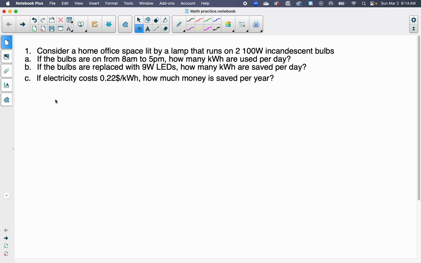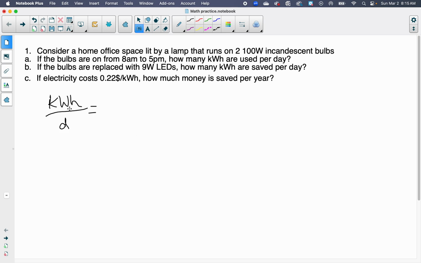Let's do a little bit of energy math, shall we? So here we're looking at electricity calculations, and for part A, we want to know how many kilowatt hours are used per day. I always like to write my ending units at the beginning, so I know what I have to have in the numerator and what I have to have in the denominator. And then I can figure out which pieces of information I have that will let me get there.